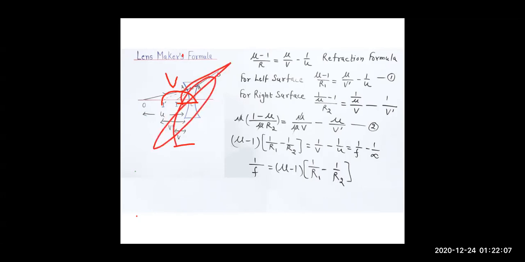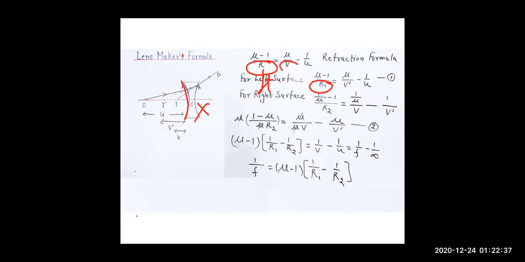Now what we are going to do, we know the refraction formula, that is mu minus 1 upon R equals mu by V minus 1 by U. Now let's apply the refraction formula for the left surface and then we will apply it for the right surface. Suppose the right surface is not there, we are having only the left surface. For the left surface, the radius is R1, mu will be the same, the image distance is V dash, and U will remain the same. So this is our equation number 1. I hope for the left surface the equation is clear.